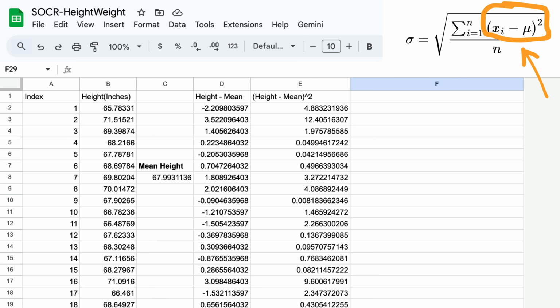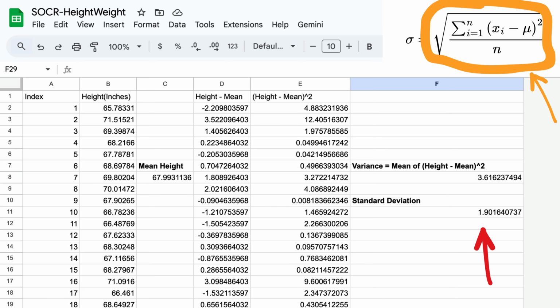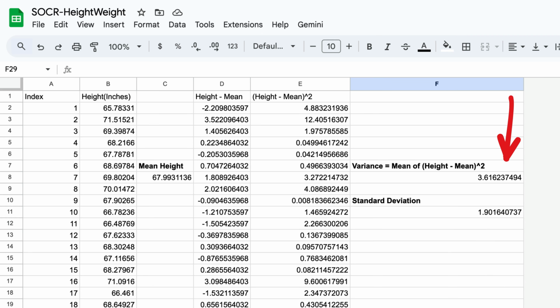Next, we will make a column where we will square each value like this. So the square of minus 2.21 is this. Then the square of 3.52 is this, and so on. Then we will find the average of these squared values. What we got is variance. Now find the square root of this value, and we get standard deviation, or sigma. So for this height dataset, the variance turns out to be around 3.6 square inches, and sigma turns out to be around 1.9 inches. Note that the unit of variance is in square inches, while the unit of sigma is in inches, which is the same as the original data's unit.